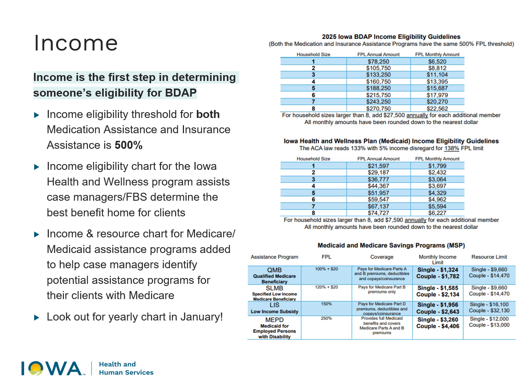So income eligibility for both our medication and insurance assistance programs is 500% of the federal poverty level. The income eligibility chart for the Iowa Health and Wellness Program assists you as case managers to determine the best benefit home for your client. The income and resource chart for Medicare and Medicaid assistance programs is added to help case managers and FBSs identify potential assistance programs for your clients who have Medicare. Please look out for a yearly chart to be updated in January with new FPL amounts.